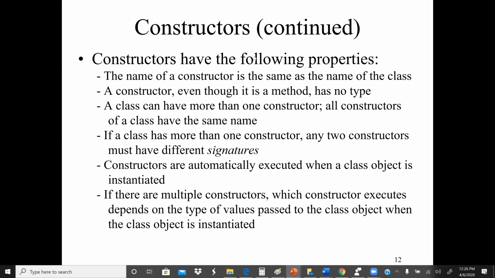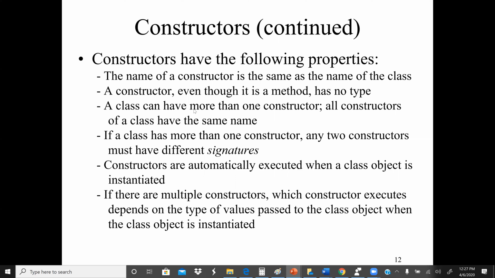So constructors also have special properties. One of the common properties is that the name of a constructor is the same as the name of the class. So if I have an Employee class, my constructor name will also be Employee. Also, a constructor, even though it is a method, doesn't have a return type. We don't even use void, we just leave it blank.